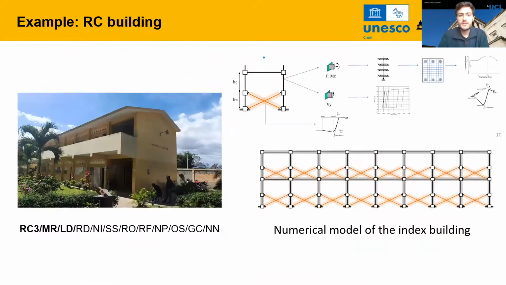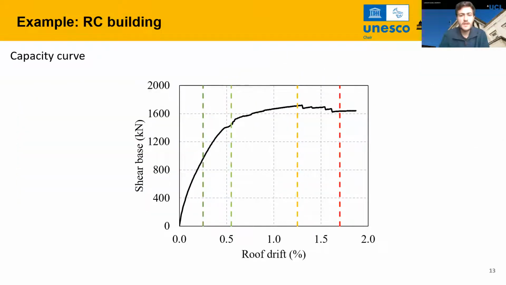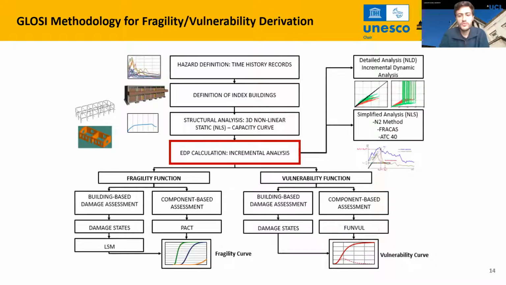So you need to characterize this, in particular for the RC building example that we talked about before. We can do a numerical model of the index buildings. There are several software for this, and in the framework of the UNESCO Chair courses, we have already given a course in which we show how to use OpenSees as one of the softwares to develop this type of analysis. And you can then characterize a capacity curve such as this and establish the different performance thresholds for each one of the damage states, in particular in this capacity curve or pushover curve.